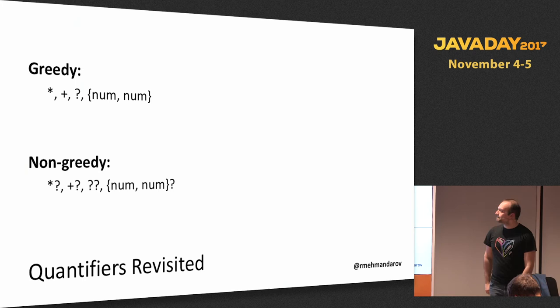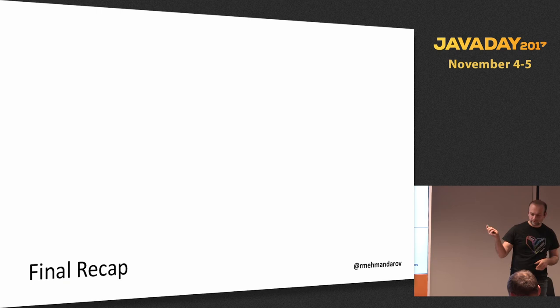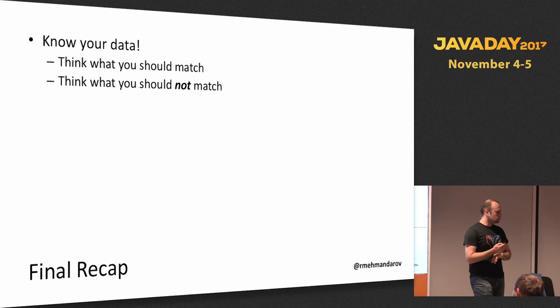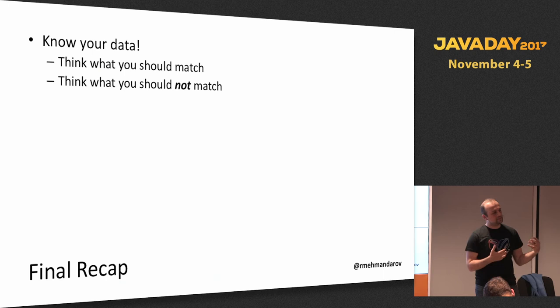All right. So the final recap. I have some more examples, don't worry. The first thing to remember is to know your data. You should know what you want to match, and you should also know what not to match. This is very, very important. The second one is probably even more important, because it's very easy for you to check if the things that you actually want to match are being matched. But the other one is a bit more tricky. Sometimes you just forget things.